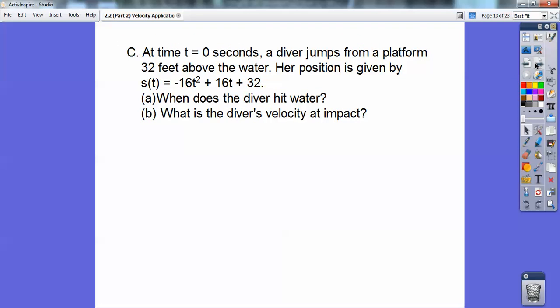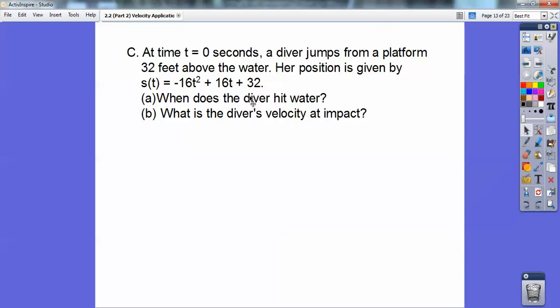All right, so let's try another one. At time t equals 0, a diver jumps from a platform 32 feet above the water. Her position is given by the position function s of t equals negative 16t squared plus 16t plus 32. So when does the diver hit water? And what's the diver's velocity at impact? So this would be instantaneous. That would mean the derivative.